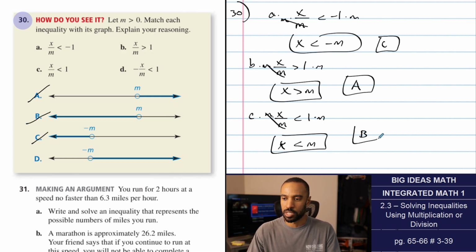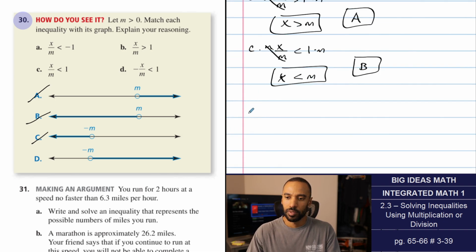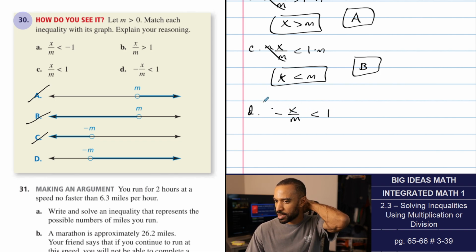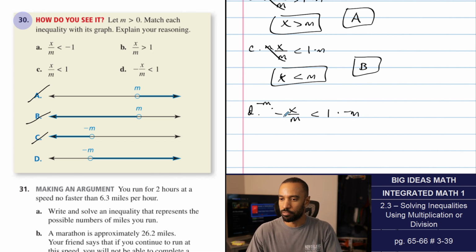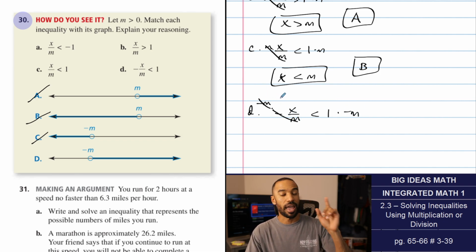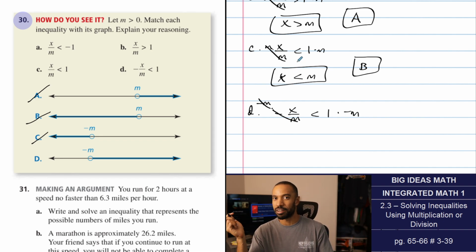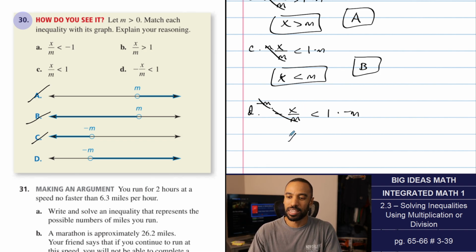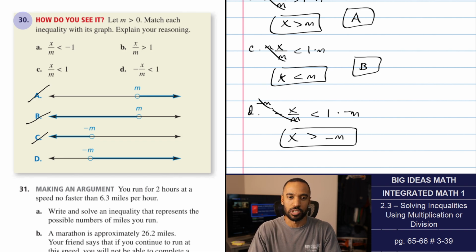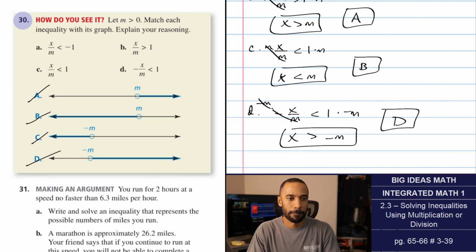So let's see what's going on with D and make sure that's right. Part D, negative X over M is less than 1. Now, I want to multiply both sides by -M, which gets X by itself. Because I'm multiplying by a negative, remember, M is positive, but it says -M. It's like 2 is positive, but -2 is a negative number. So the inequality will flip. X is greater than -M, which seems to be D. So we're all good. C, A, B, D are the answers to A, B, C, D.